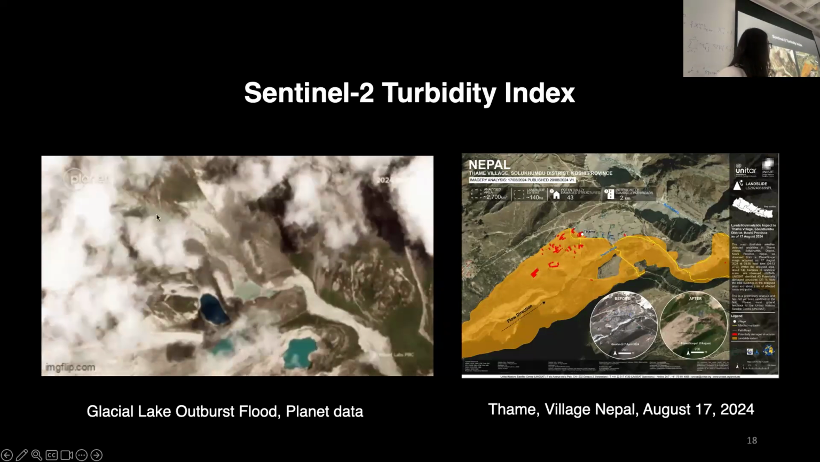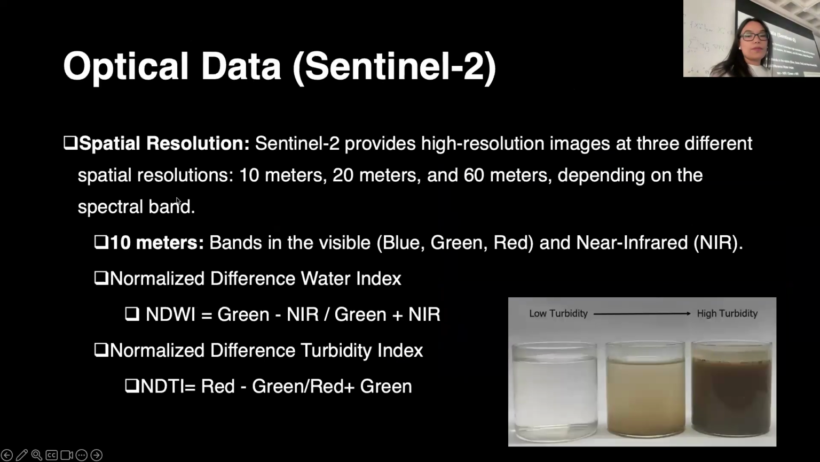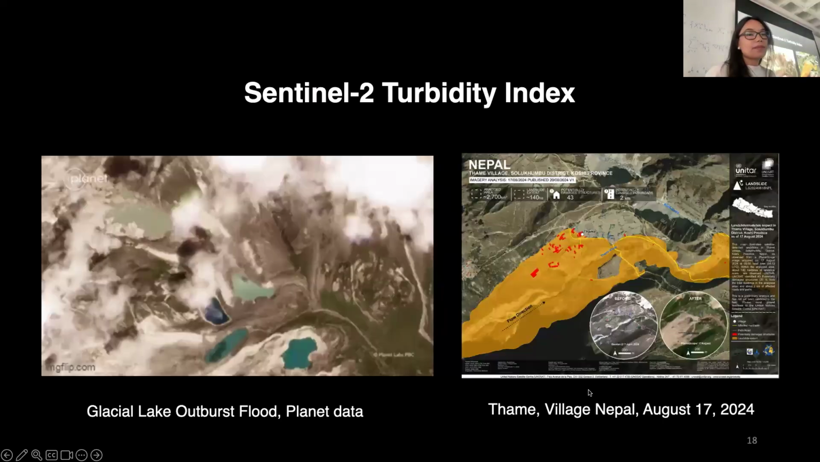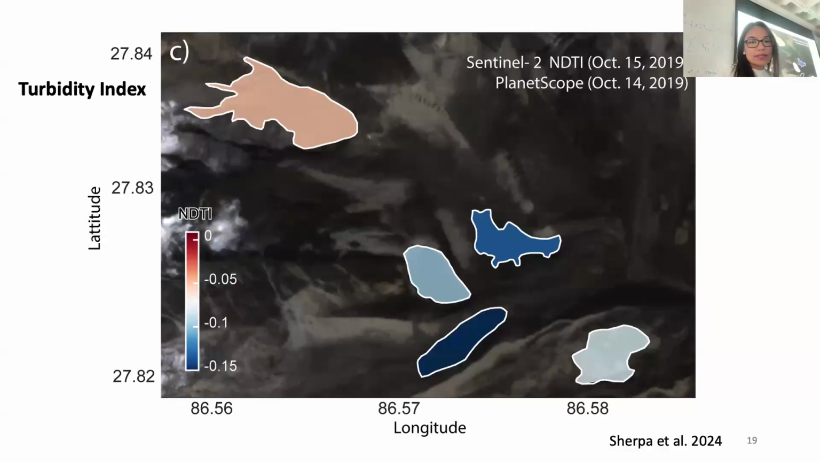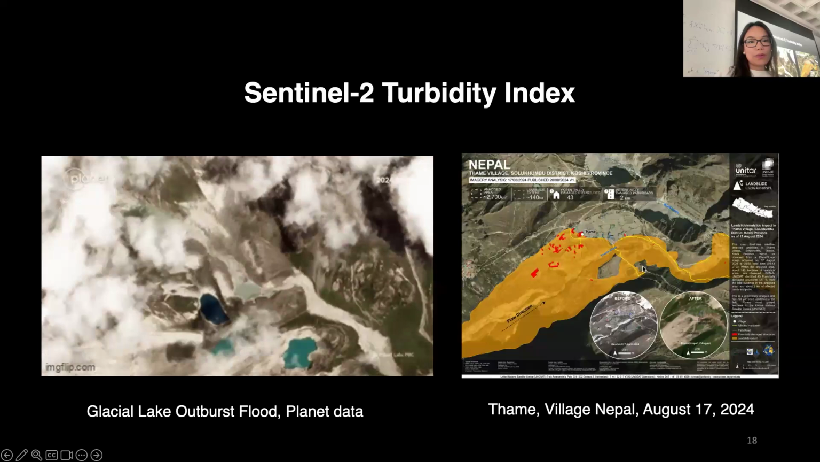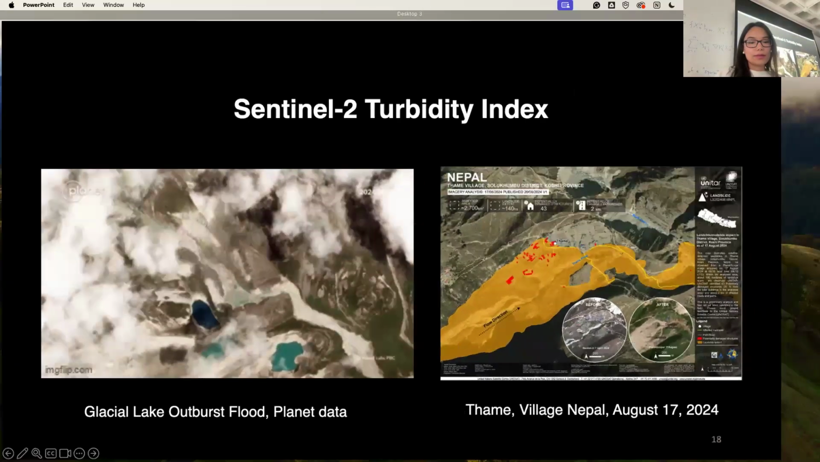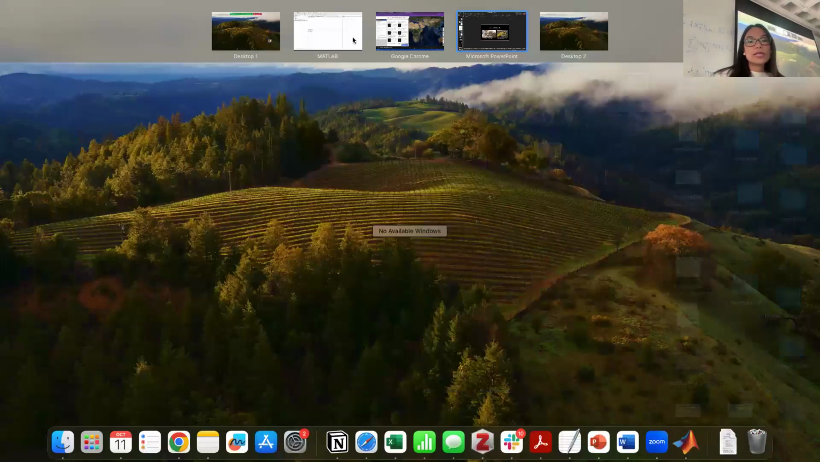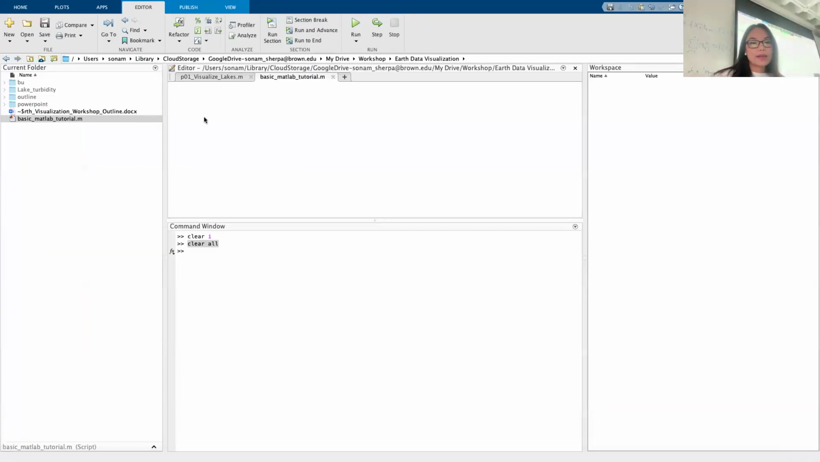So in this one, I want to see what is the turbidity index, something like this. What's the range of values for that turbidity index? Is that from 0 to 1 or something? -1 to 1. So I will show that. My next code demonstration is actually that, using the turbidity index.